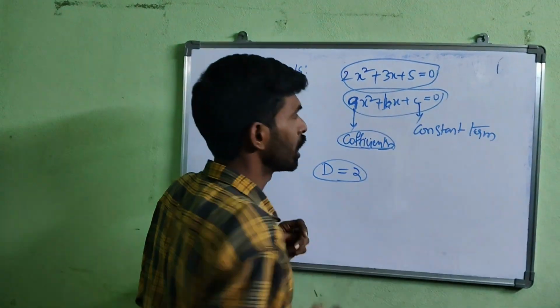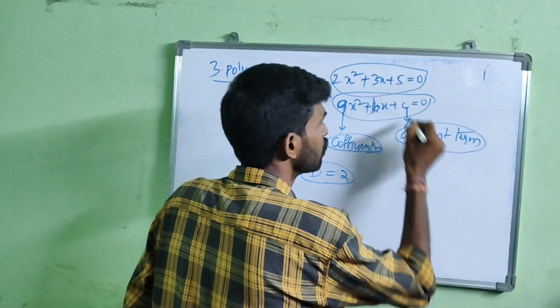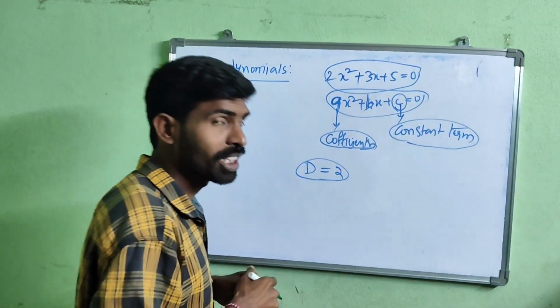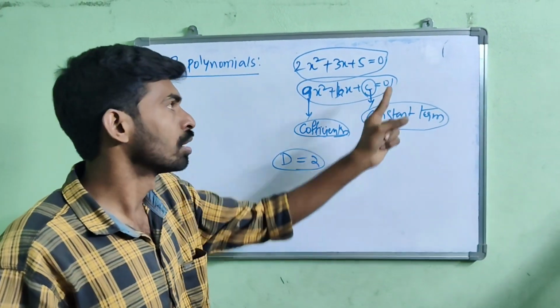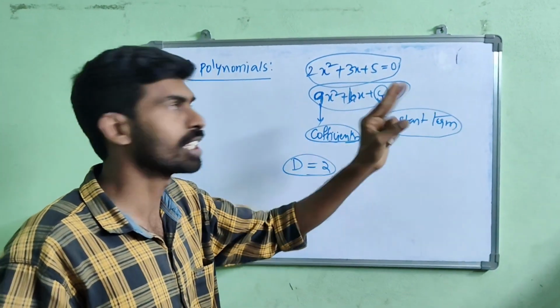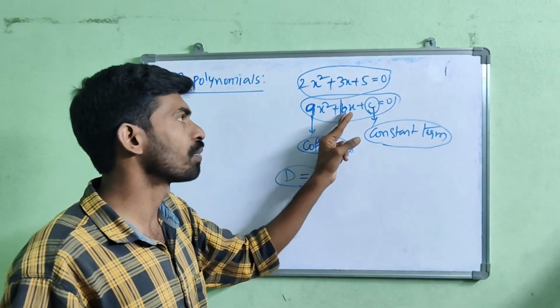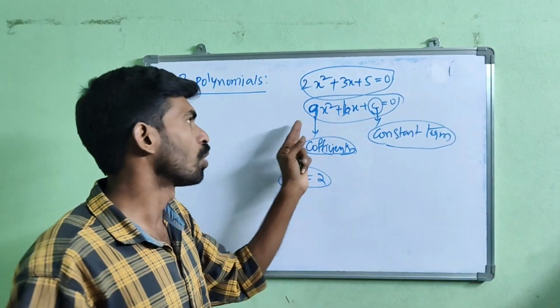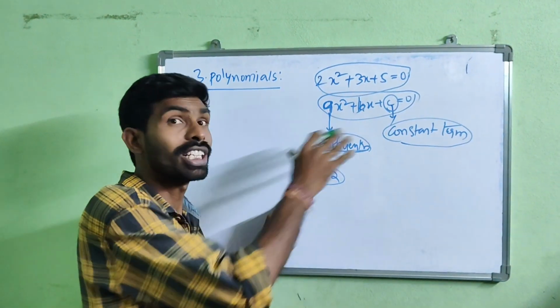Polynomial degree is 2. If the examiner is asking what is the degree of the constant term, what is degree? Degree is the highest power of x in the polynomial p of x. Is there any x here? There is no x. That means constant term degree is 0. What is the degree of bx? 1. Okay, degree of the polynomial equation is 2.